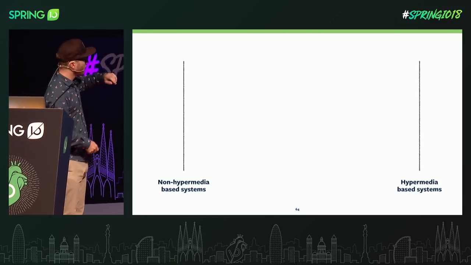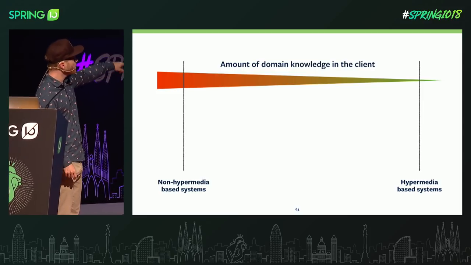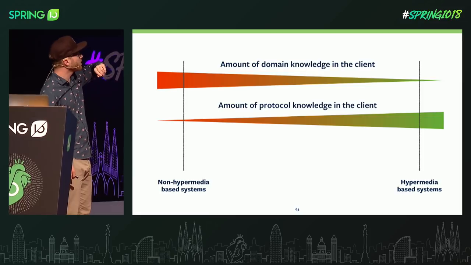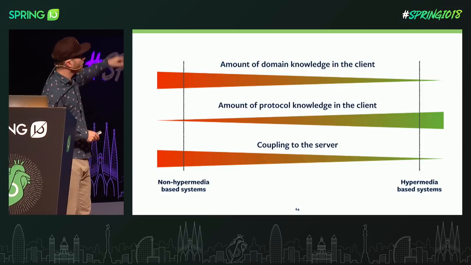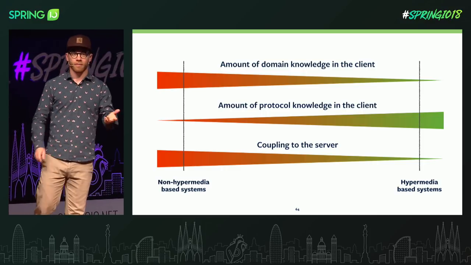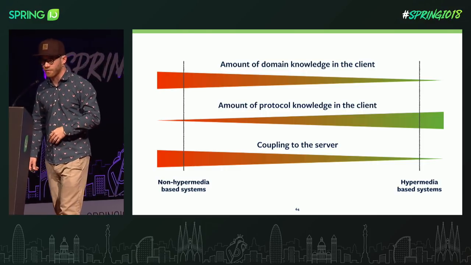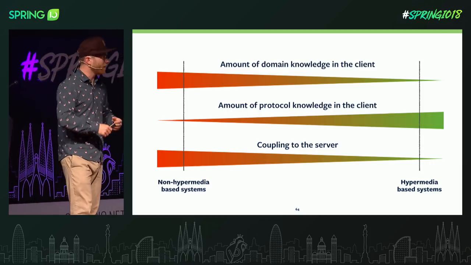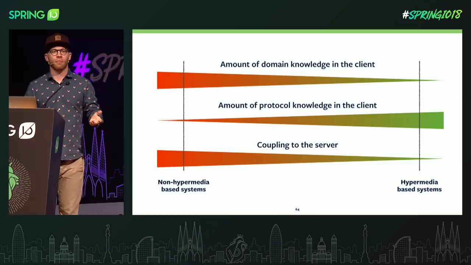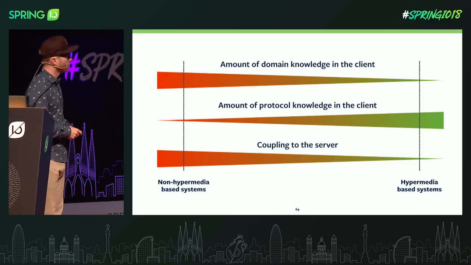To make that a bit graphical, I have this non-hypermedia-based system that's option one, and option two, a hypermedia-based system. The amount of domain knowledge in the client directly relates to the coupling. And if you can replace that by moving to protocol knowledge, that actually reduces the coupling here.